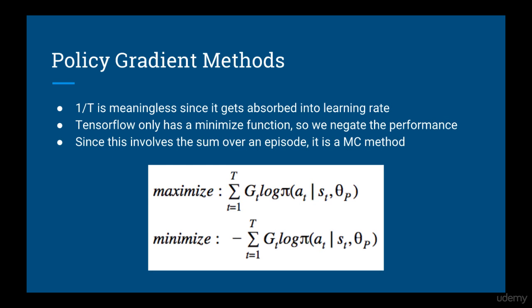And to be clear, capital T represents the length of an episode, and the index lowercase t represents the tth time step of an episode. Because this involves the sum of returns over an entire episode, this is a Monte Carlo method.